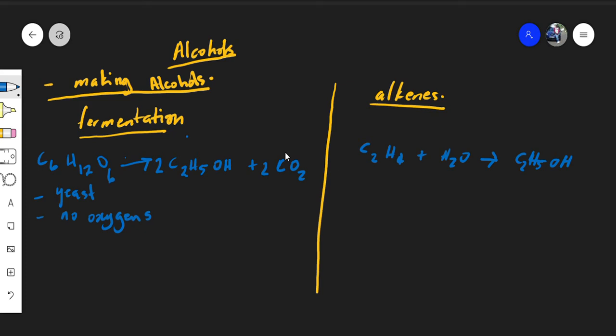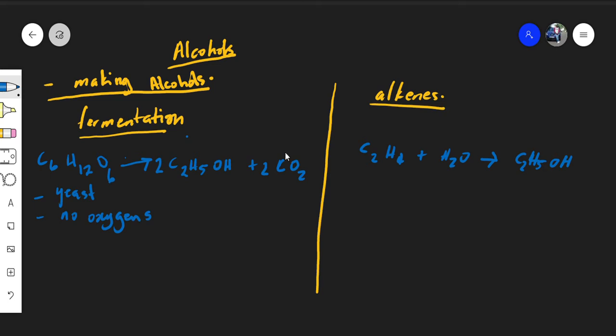What we do is that we are adding water, and it's obviously an electrophilic addition, and that's important for us to actually remember, right? Because we have already talked about our reactions of alkenes, and in this case we are adding water, right?